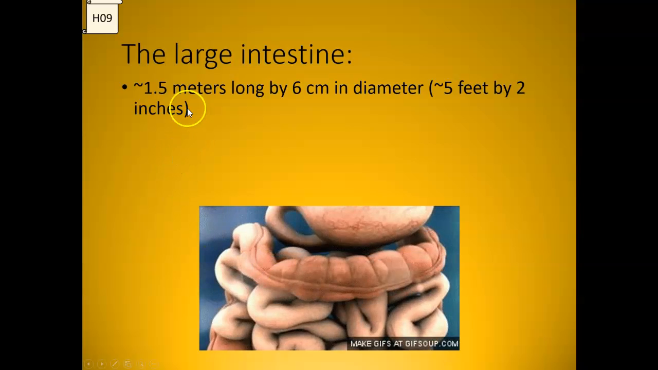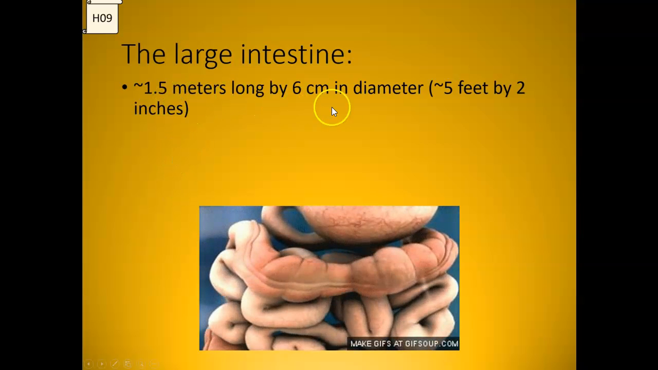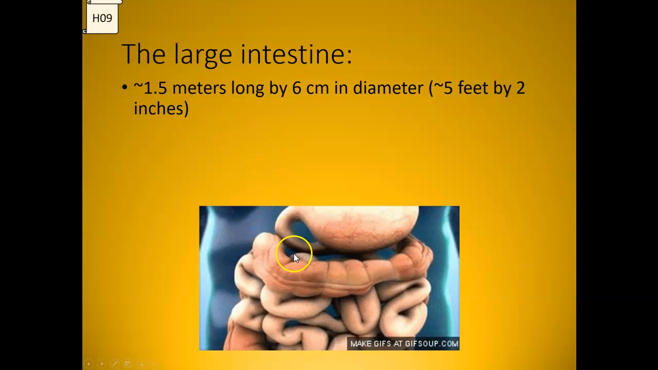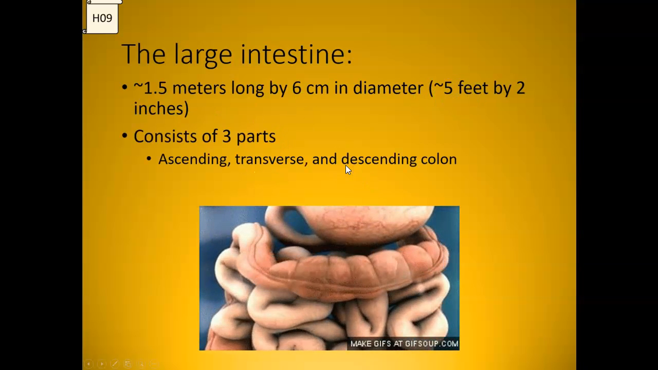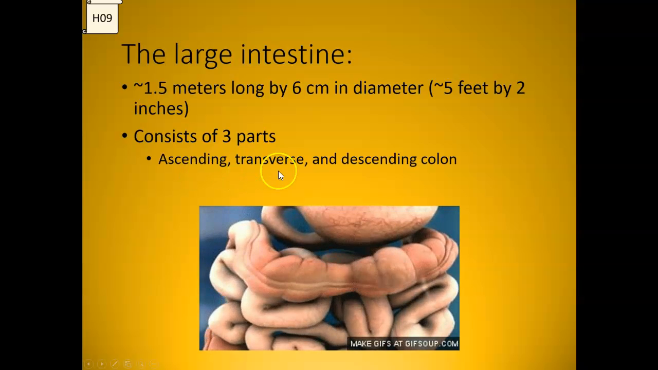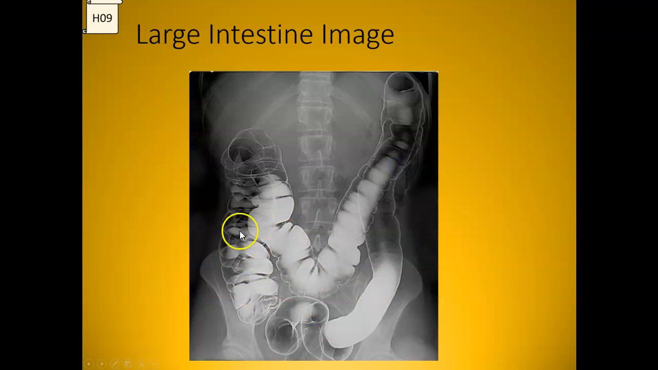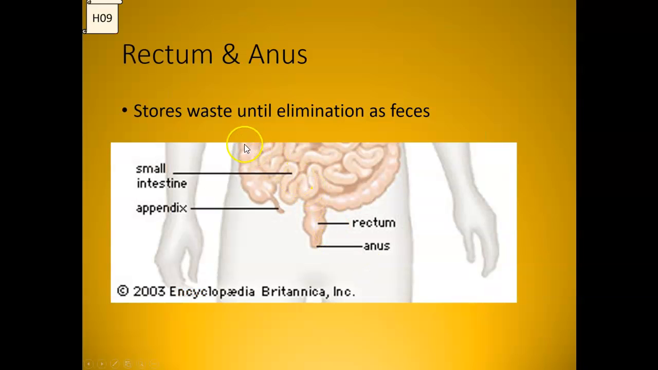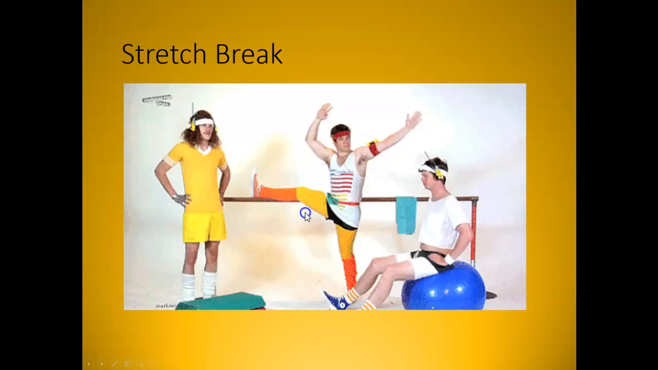And if we look at this, it's relatively short, 1.5 meters, about 5 feet in length by about 2 inches. So it's called the large intestine because it's larger in diameter. And there's 3 parts, as I said, ascending, transverse, and descending. Here's kind of an image showing that large intestine kind of going all the way through there. And then we've got a last part, our rectum and our anus there. So this is where we're going to store waste until we're ready to eliminate it as feces.